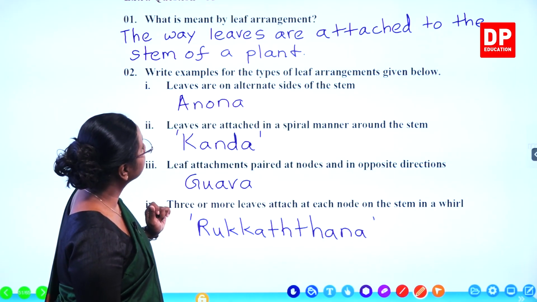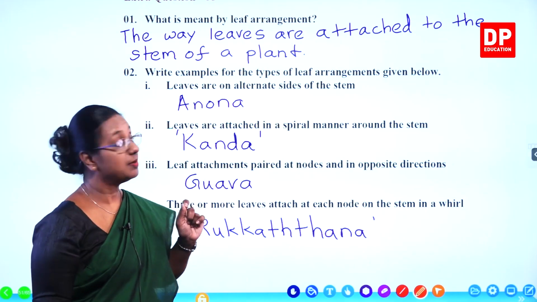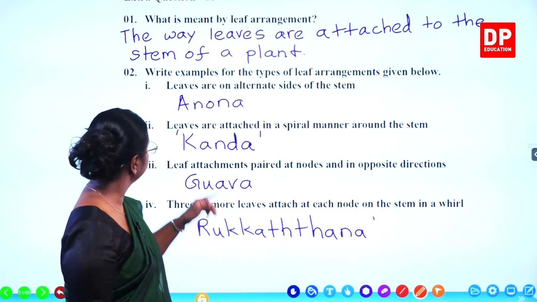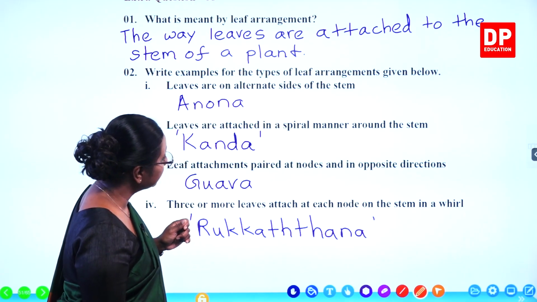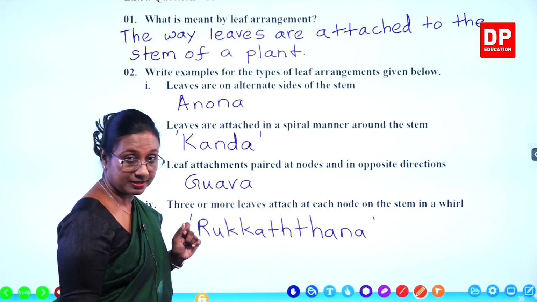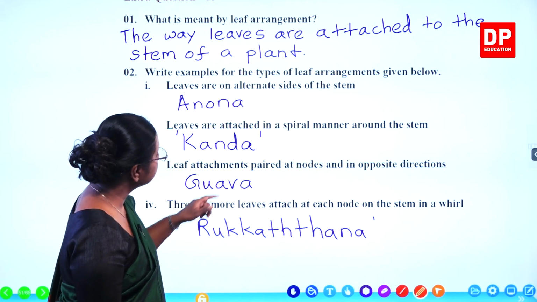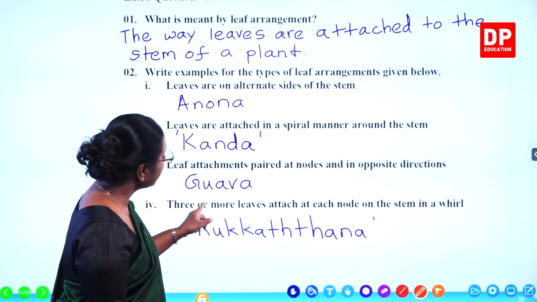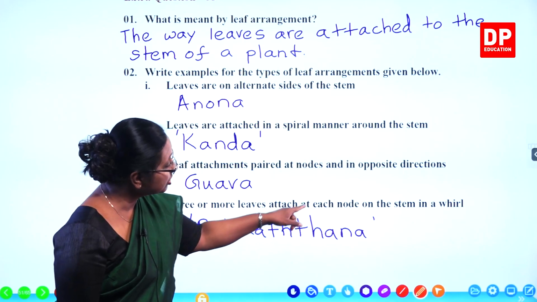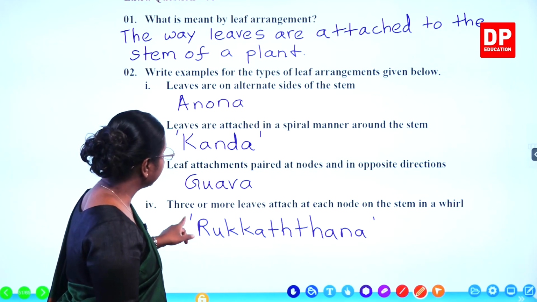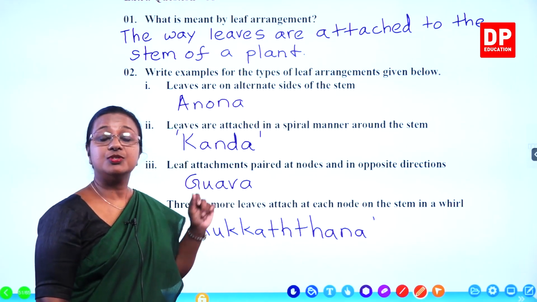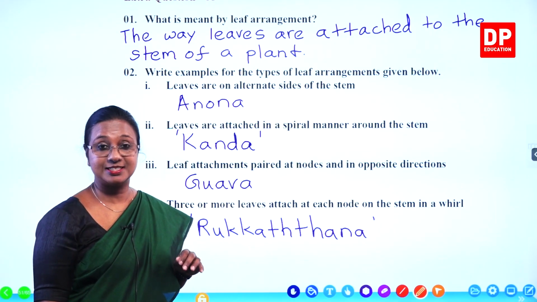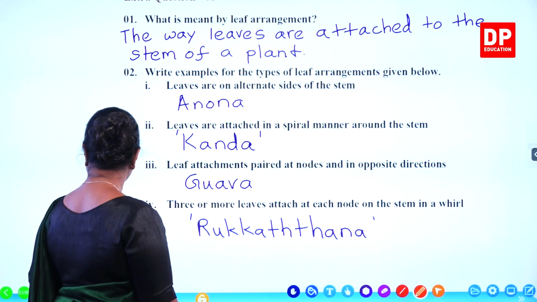Write examples for the types of leaf arrangements given below. Leaves are on alternate sides of the stem, it's anona. Then leaves are attached in a spiral manner around the stem, it's kandar. And leaf attachments paired at nodes and in opposite directions, it's guava. Three or more leaves attach at each node on the stem in a whorl, it's rukhatana. So those are the plants. I'm sure you all were able to write all these answers. With that, I will move on to the next.